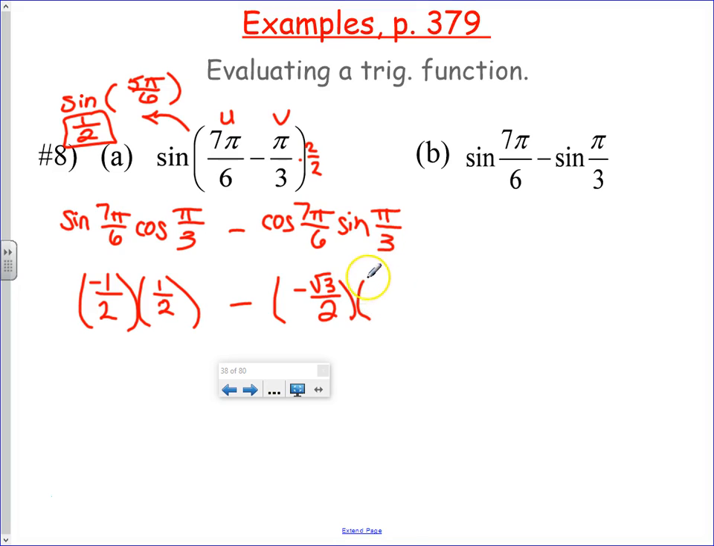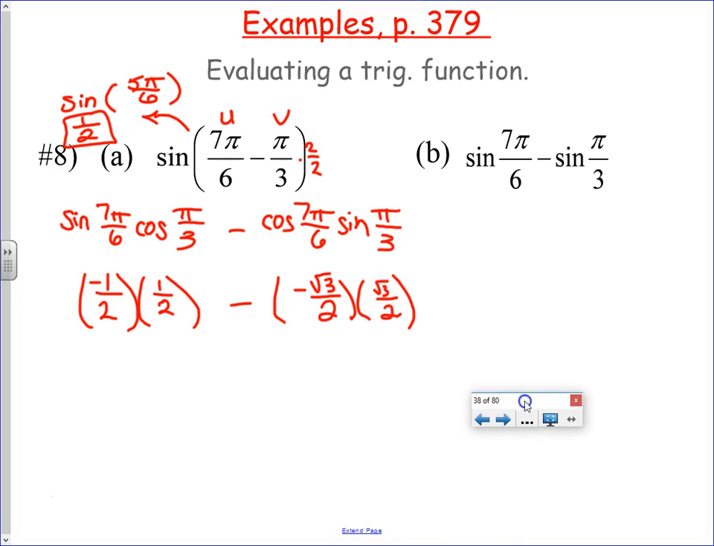Sine of pi over 3. Positive root 3 over 2. Right? Multiply. Negative 1/4 plus square root squared, 3/4. 3/4 minus 1/4, 2/4, which is 1/2. Does it work? Yes, and it always will.